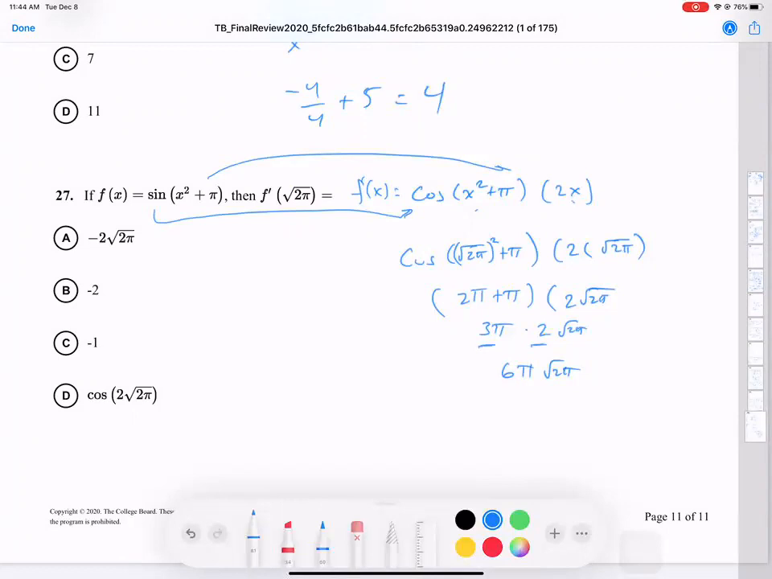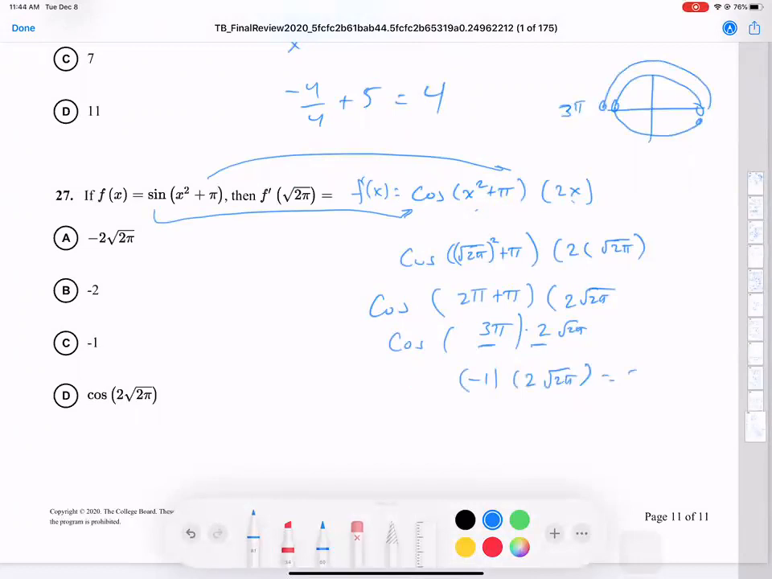Oh shoot, this was still cosine. Oh my gosh. So lame, Mr. Co. This was still cosine. I was wondering what was going on. The cosine of 3 pi, if you remember, going around 0, pi, 2 pi, 3 pi, that's going to be negative 1. So the cosine of 3 pi is negative 1 times 2 square root of 2 pi, which is negative 2 square root of 2 pi.